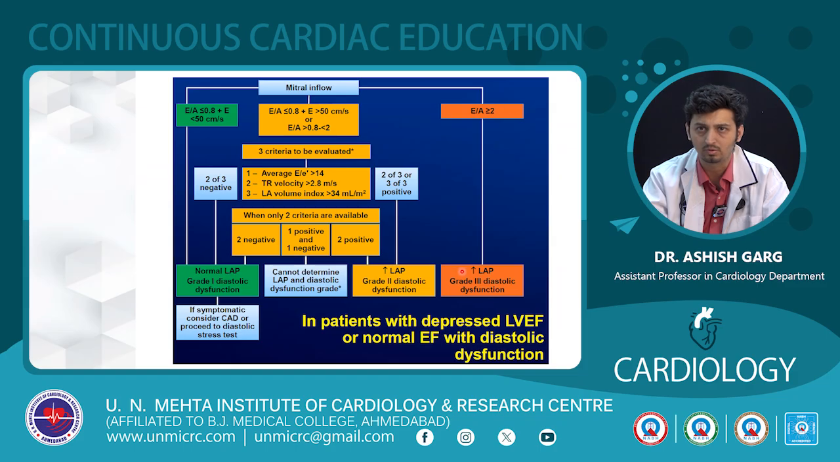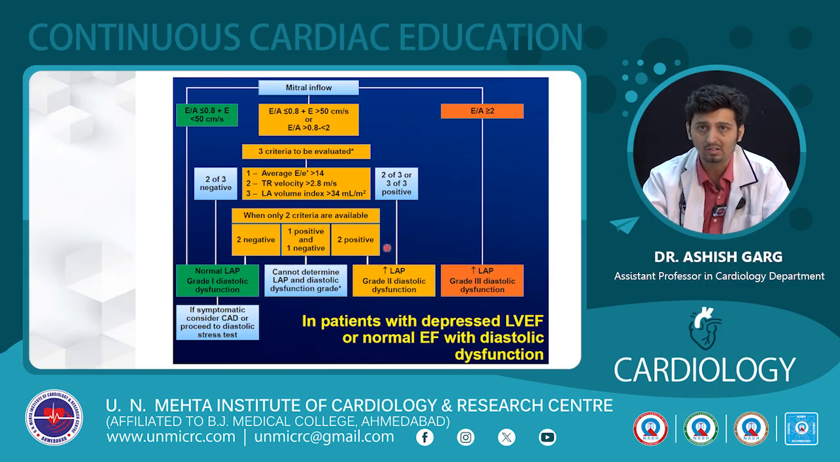E by A more than 2 is suggestive of a grade 3 diastolic dysfunction. You measure the E by A. If it is more than 0.8 and the E by E prime is less than 10, it is suggestive of a normal diastolic function. And then you look at the other parameters, the E by E prime, the TR velocity. If it is more than 2.8, LAVI more than 34. If there are 2 positive, then you can be sure that there is diastolic dysfunction. If 2 out of 3 are negative, then probably it is grade 1 diastolic dysfunction or normal diastolic function.